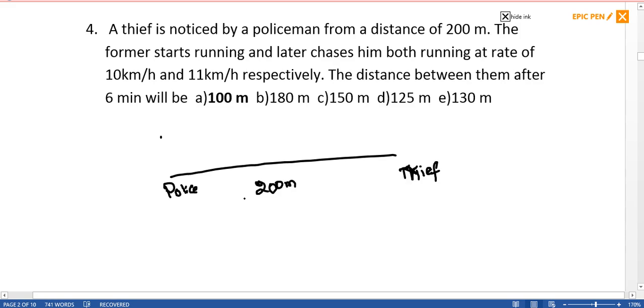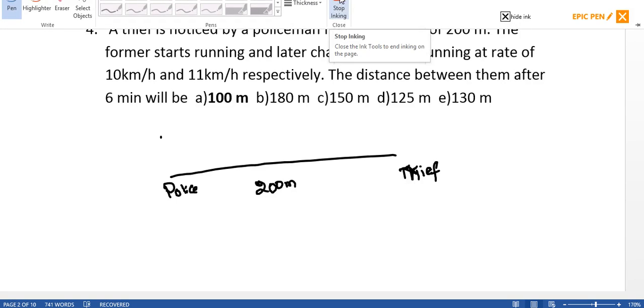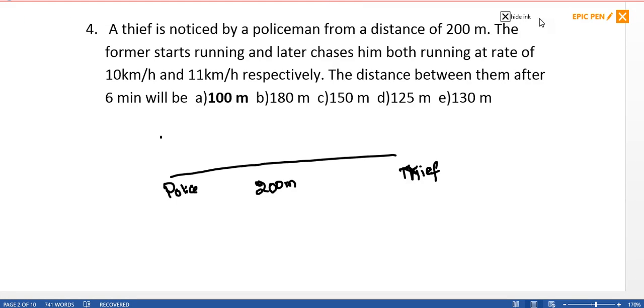I'll just change the pen. I'll just pick this one instead. Hope that this will be working well.